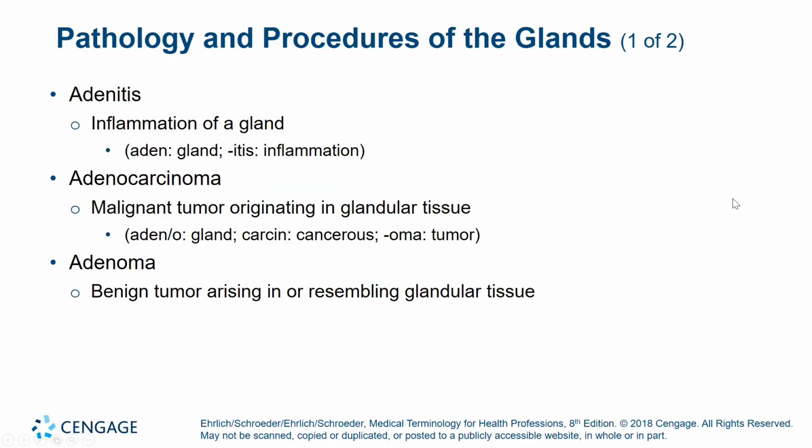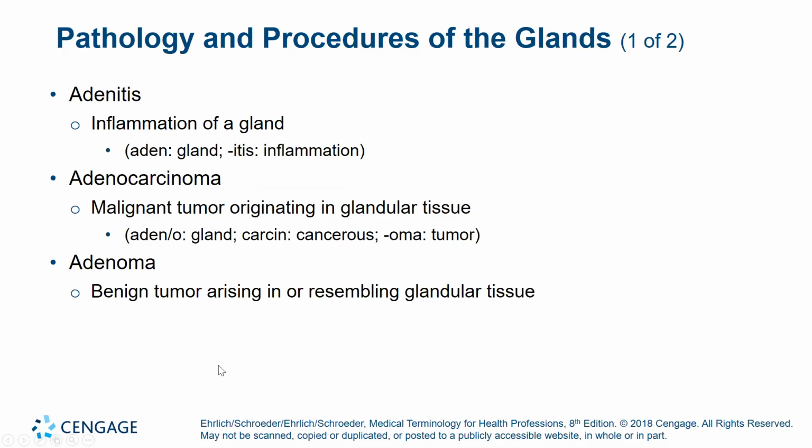Let's look at some of the medical terms that we have here for these. Adenitis, looking at this term, ADEN is gland, itis is inflammation, so inflammation of a gland. Adenocarcinoma, adeno is gland, carcin is cancerous, oma is tumor. So this one is a malignant tumor originating in the glandular tissue.